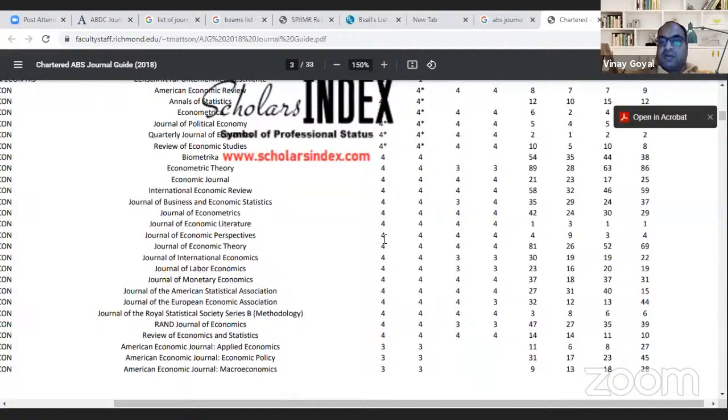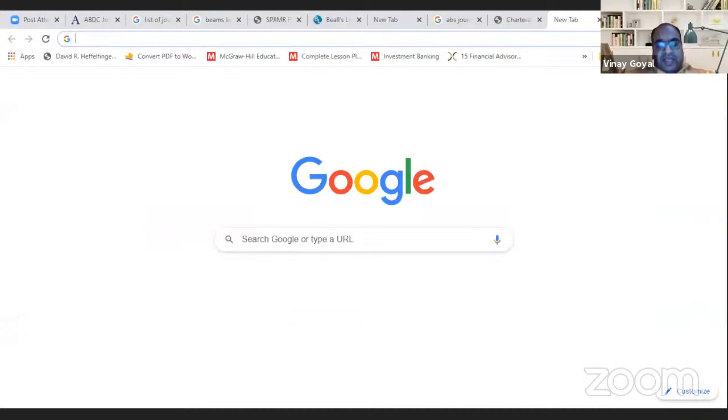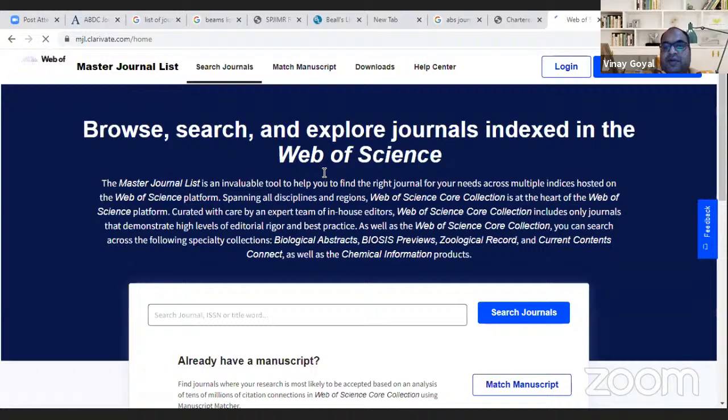So this list, as I said at the start of the session, when I started showing you these lists, it is not necessary that one journal will come in one list and the same journal should come in another list. Right. Then you have the Web of Science Master Journal List. Right. So NIRF ranking, as I said, follow this. So you try to search journals from this, whether it is coming.